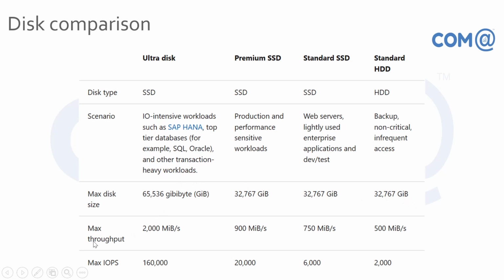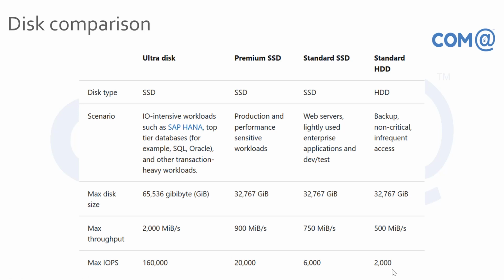And coming to the maximum throughput, only the Ultra disk has the highest data throughput of 2 megabits per second, whereas a premium SSD supports up to 90 Mbps, and standard SSD 750 Mbps, and standard HDD 500 megabits per second. And the maximum IOPS, even in that also Ultra disk has the upper hand. So Ultra disk supports 1,60,000 disk IOPS, whereas the premium SSD supports 20,000 IOPS, and standard SSD supports 6,000 IOPS, and standard HDD supports only 2,000 IOPS.